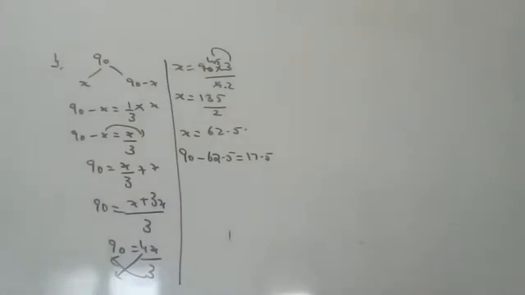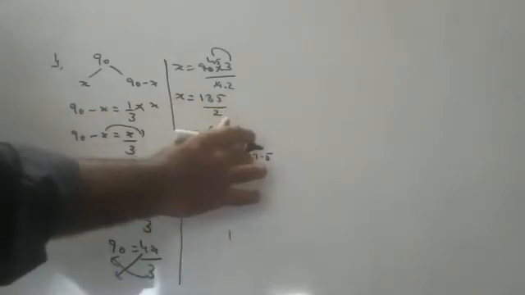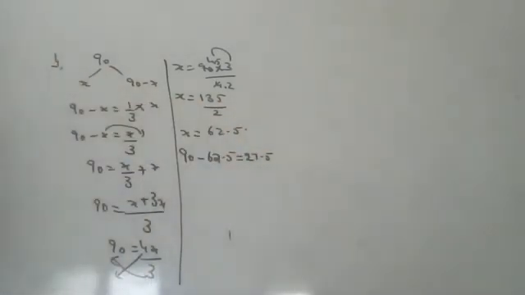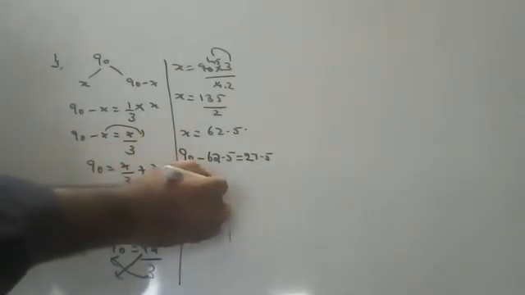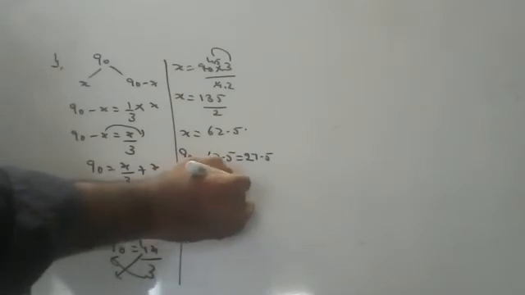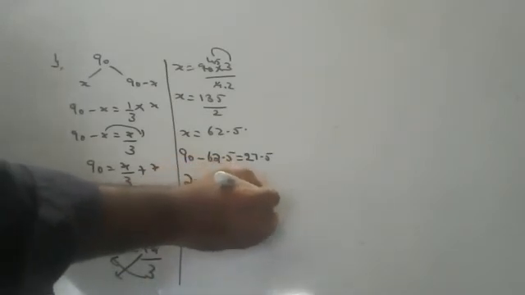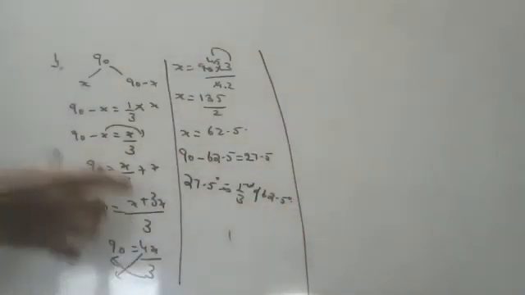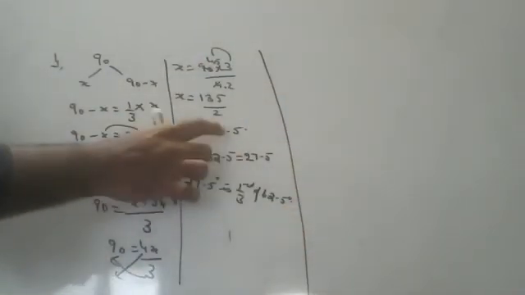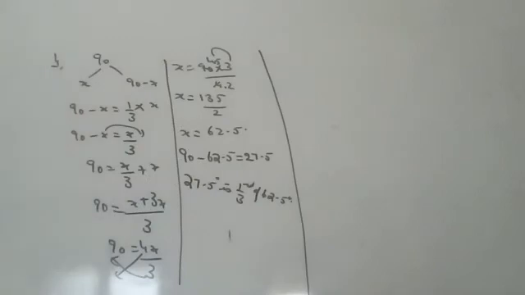17 or 27, children? 27.5. Sorry. 27.5. Okay, children. So what is the statement here? The statement is important, children. 27.5 degrees is 1/3 of 62.5 degrees. That is the answer.